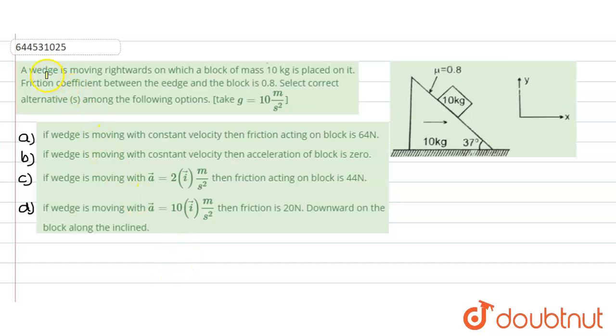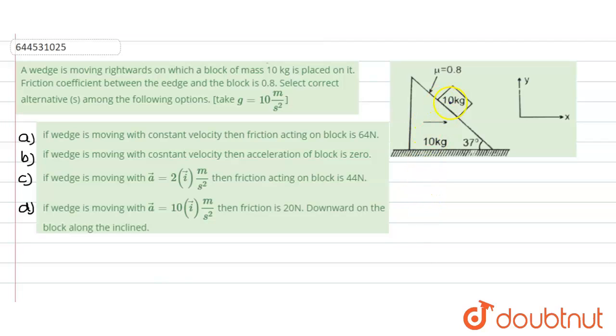Hello everyone, let us start with our question. In this question, it is given that there is a wedge which is moving rightward, on which a block of 10 kg is placed. The friction coefficient between the wedge and the block is 0.8, and we need to check the correct alternative. The first option is: if the wedge is moving with a constant velocity, the friction force acting on the block is 64 Newton. We need to check this.